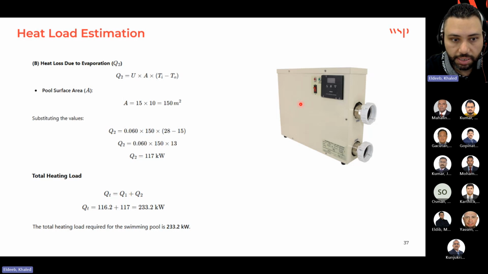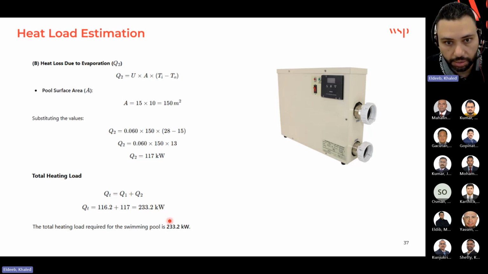So the only difference in sizing when we have a heat pump or heat exchanger is that there is an efficiency for such equipment, because you do heat transfer. Consider this efficiency and increase the load based on it. For example, if you are using a heat exchanger with 80% efficiency, divide this by 0.8. It will give you maybe around 300 kilowatts or something like that. It will be slightly higher.